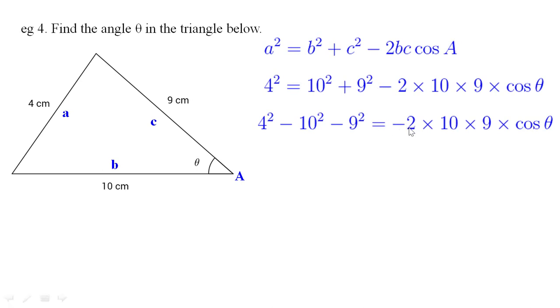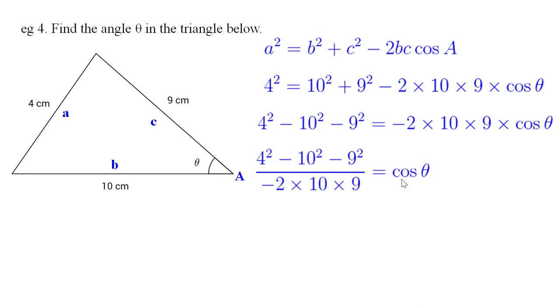Importantly, that does still leave minus 2 times 10 times 9 times cos theta. That often disappears, very common mistake for candidates to make. To get cos theta on its own, then we need to divide through by negative 2 times 10 times 9. So that gives me this rather complicated fraction.